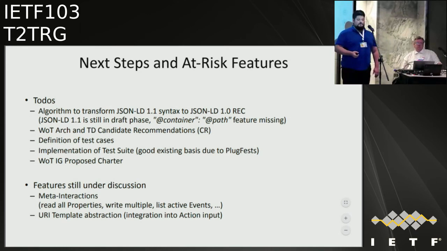And two features where, if you have an opinion on that, we would welcome feedback a lot because we have to wrap them up. One is how to model meta interactions. So if you have a thing and there is, for instance, a special resource where you can read out all the properties at once, or there is another resource that allows you to use patch to write multiple resources at the same time. What would be the best way to express this, to model this? There are proposals there already, but we couldn't reach conclusion, unfortunately. And the other thing is, how far should this URI template abstraction go? If you have opinions on that, please contact me or go to our GitHub repositories. That's it.